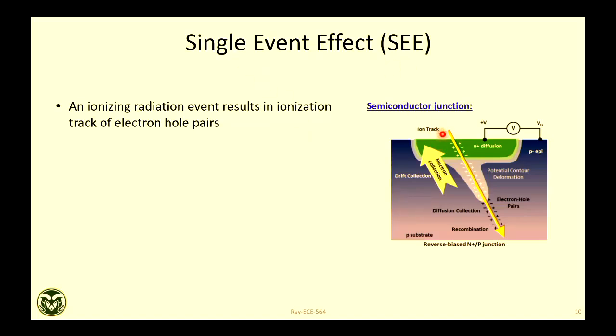While in a single event effect, if a particle goes through a junction like this, as you can see, along its path it will create electron and hole pairs. A significant number of electron hole pairs will be created along its path. And this is a transient effect. This particle will go through in a couple of femtoseconds because it's a very high energy particle. So it goes through the junction, but it keeps a trail of electrons and holes.